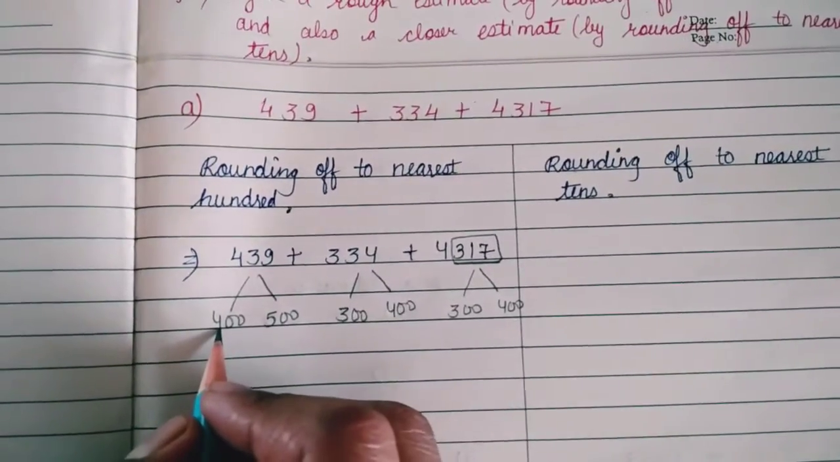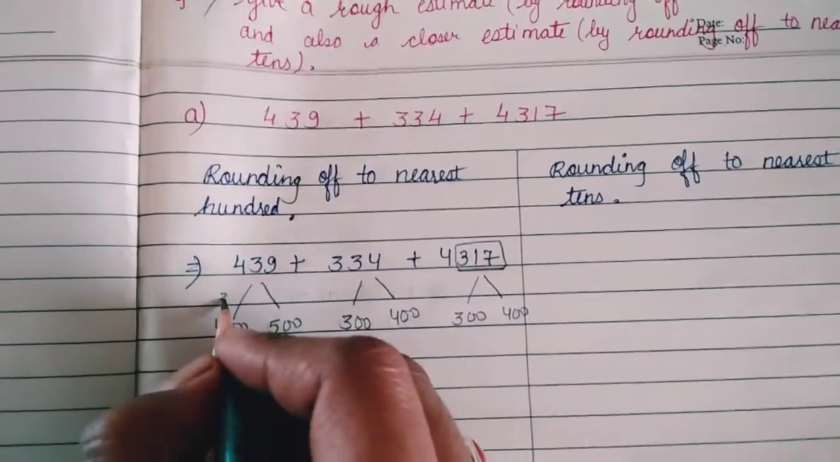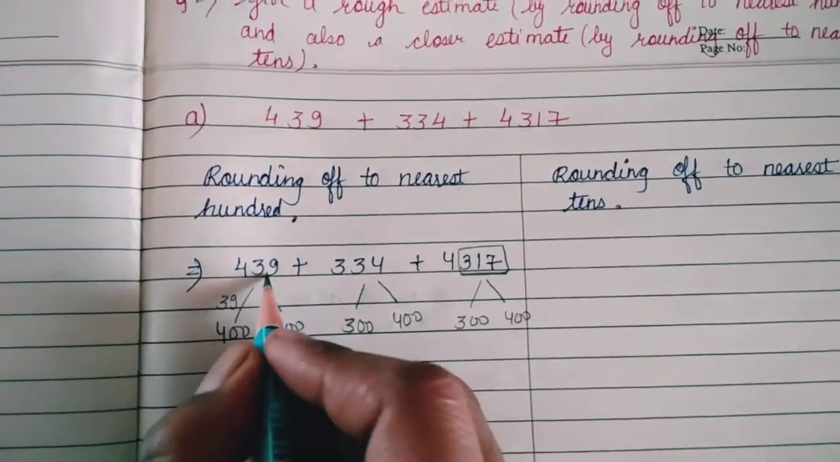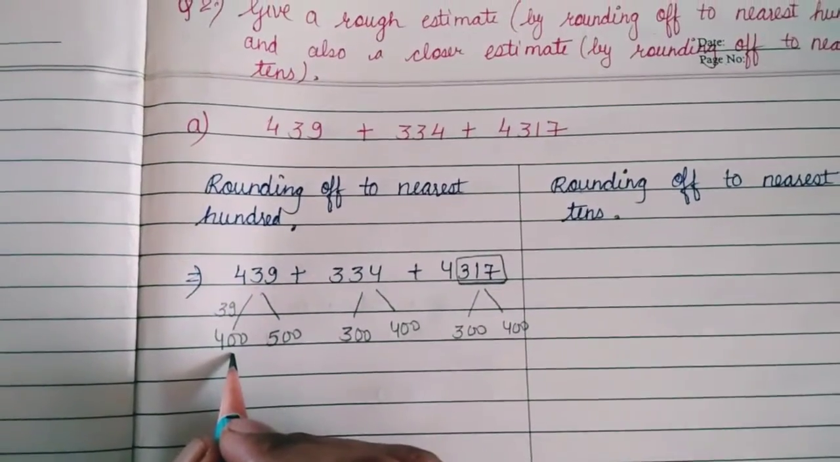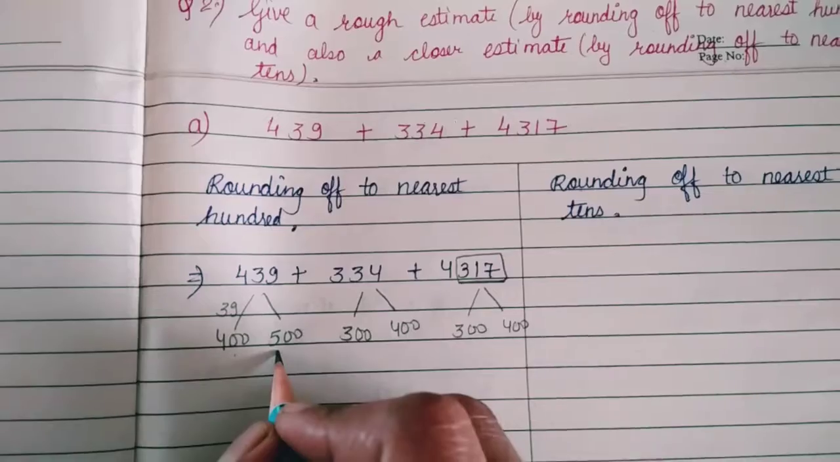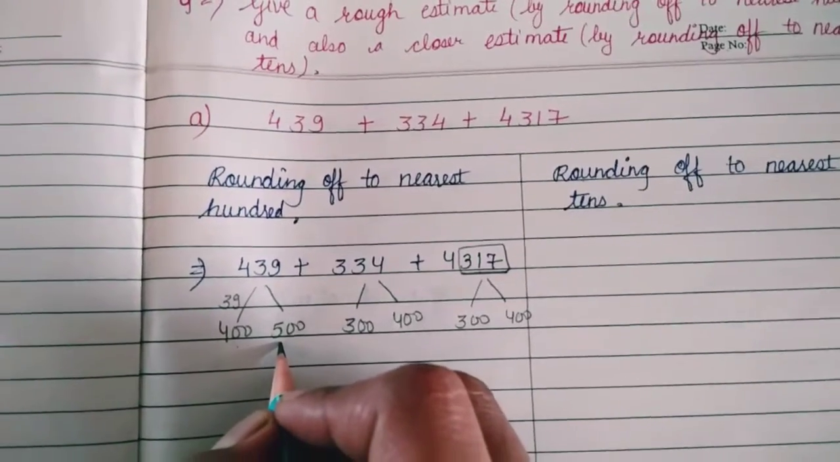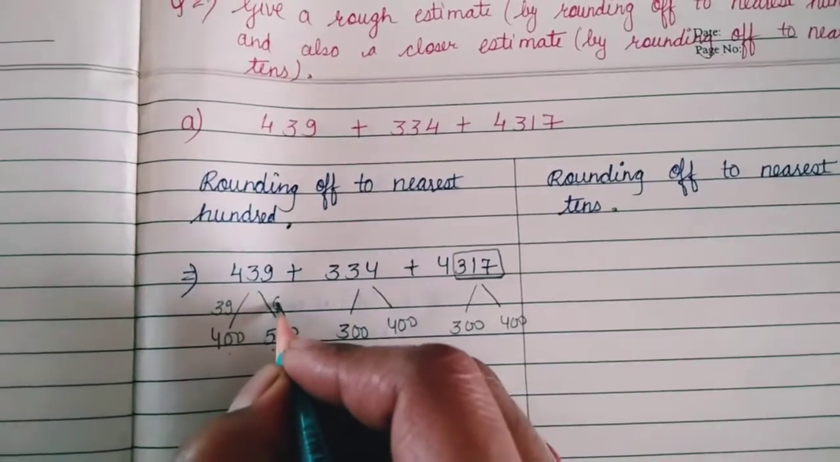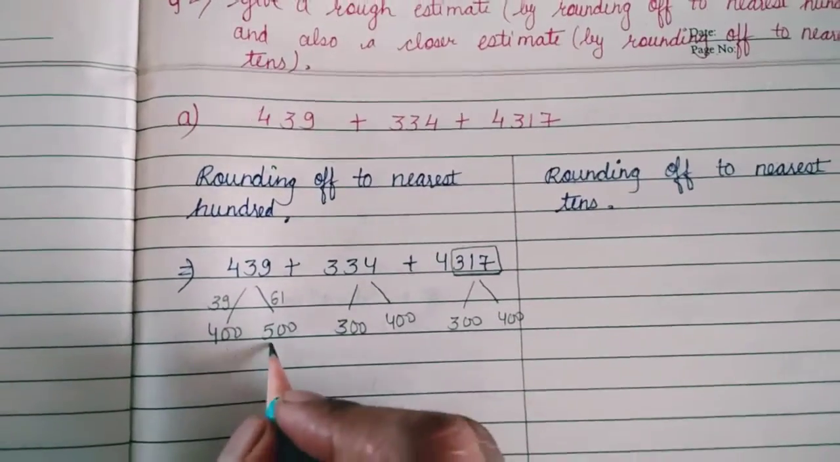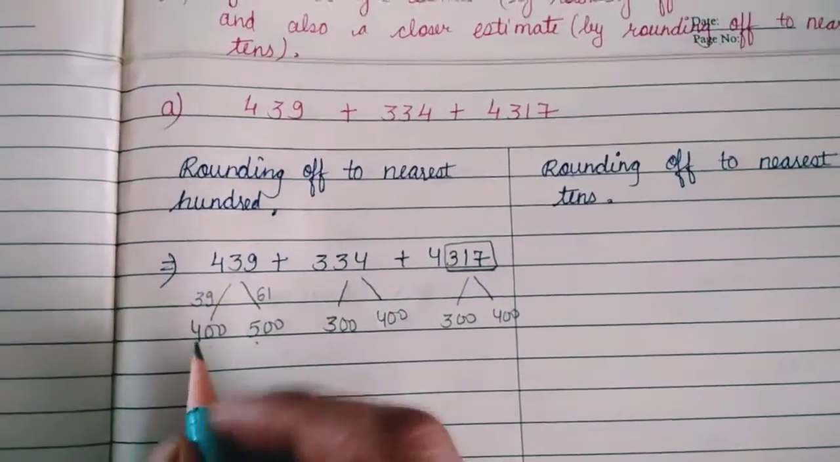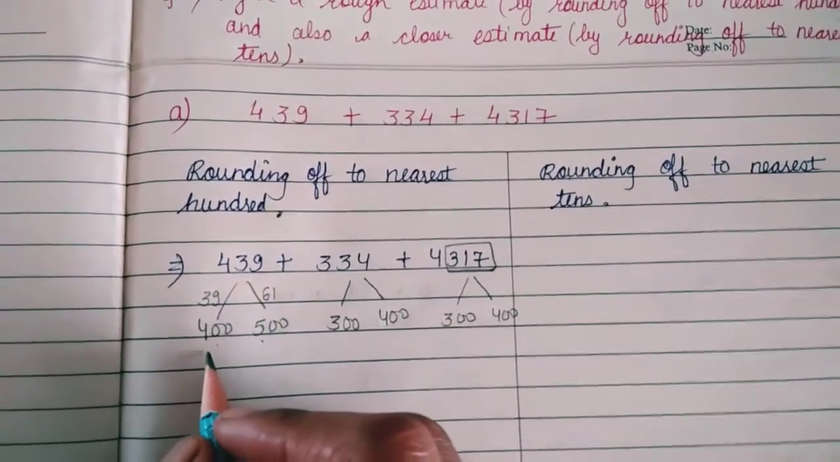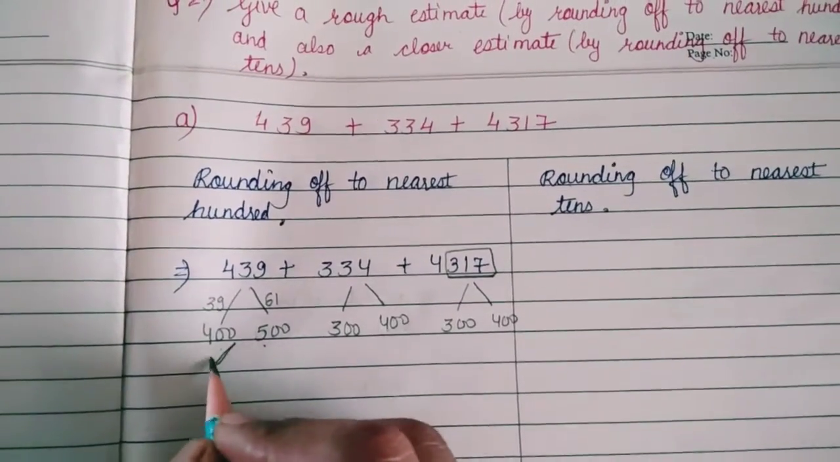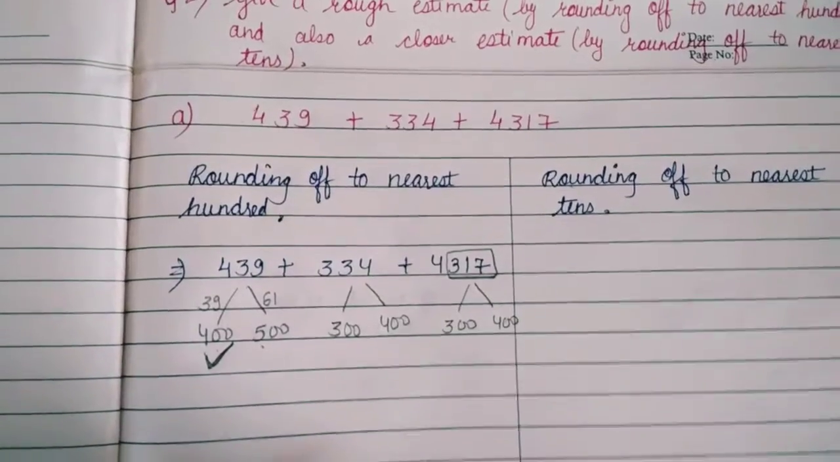For the first one, we have to take only 39 steps to reach 439 from 400, and from 500 we have to take a total of how many steps? Total 61 steps from 500. So where did we get fewer steps? We got fewer steps from 400, so we will choose 400.